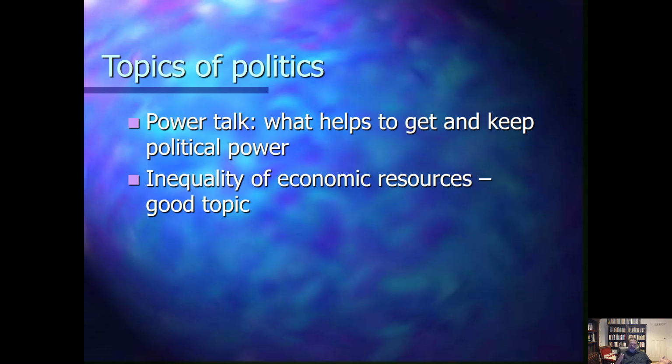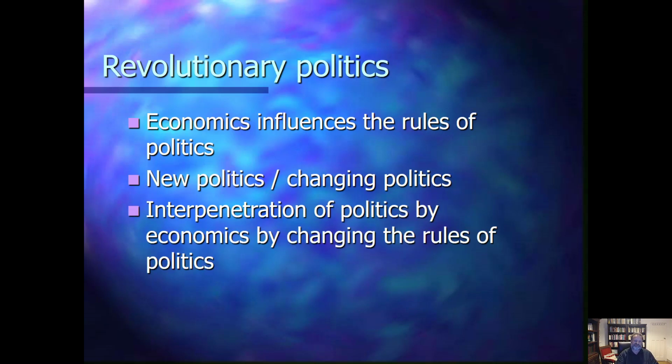Now, of course, this leads to a changing discourse in the context of the political system, because the inequality of economic resources and the distribution of these resources becomes a dominant topic. It is a key topic that arranges and organizes the political discourse, the political communications within the political system. So in this way, the economics influences strongly the rules of politics.